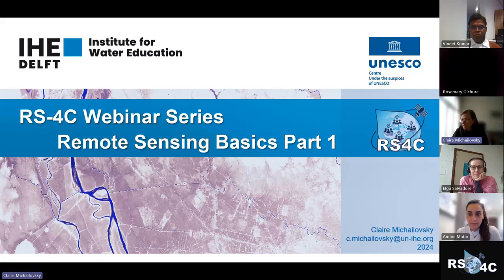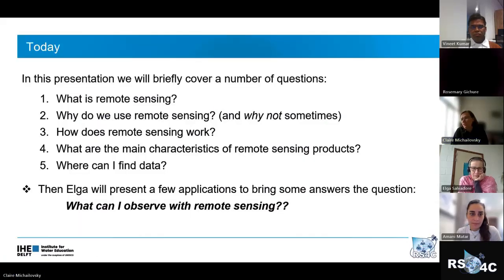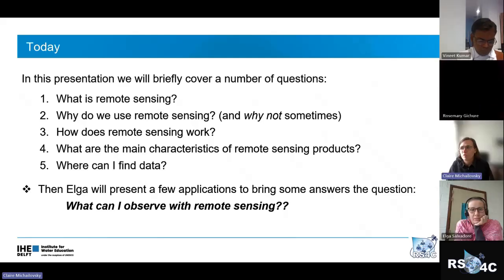In this first presentation, what I want to discuss is just some very basics of remote sensing. So what is remote sensing? Why do we use remote sensing? And why do we sometimes not use remote sensing? Go over briefly how remote sensing works. And what are some of the main characteristics that we need to think about when we want to use remote sensing or remote sensing derived products? And finally, just very briefly, how we can find some data and easily take a look at an area that we're interested in.